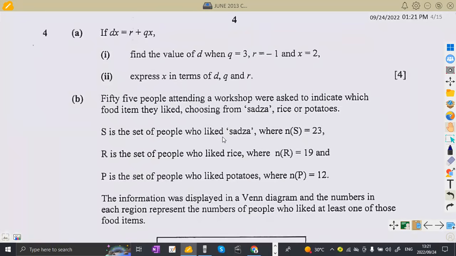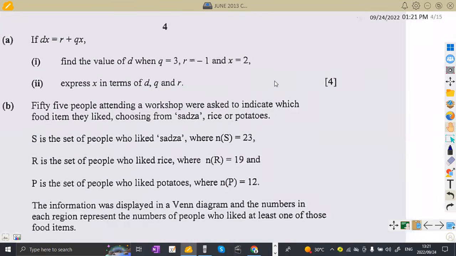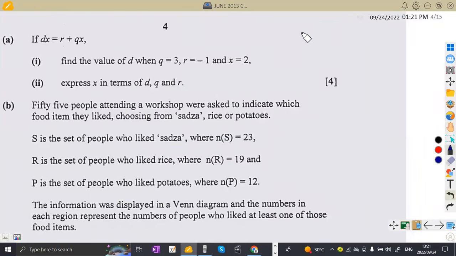Okay, number 4, we are given that dx is equal to r plus qx. Find the value of d if q is 3, r is -1, and x is 2. So we have to find the value of d. It's just substituting, guys, into the equation that we are given. So let us substitute and see what we are going to have here.